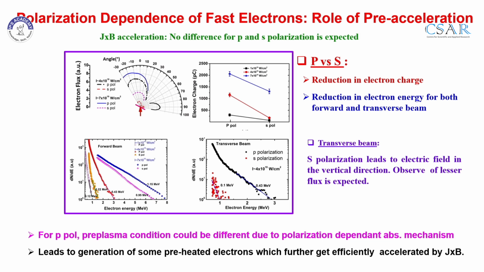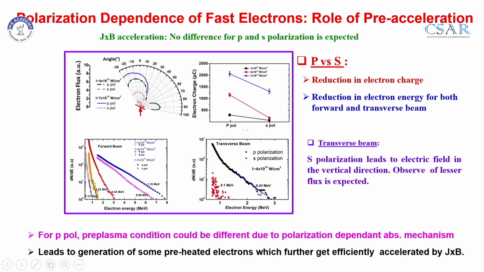As I said, the J cross B acceleration mechanism predicts that it should remain the same. It should not differentiate between p polarized and s polarized pulses. But what we have observed is that the electron flux is significantly lower for s polarized light than for p polarized light. The electron charge is again decreased. In the spectrum, we can see the temperature and the endpoint energy also change with the polarization.